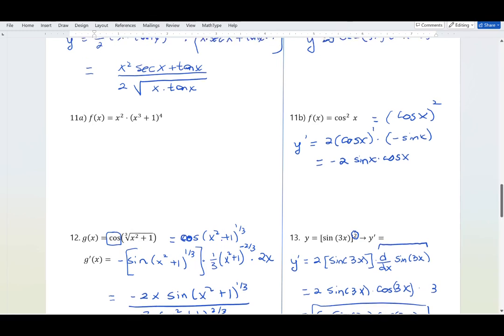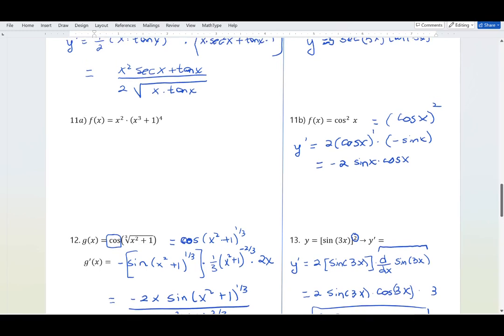What about something like number 11a? It's unusual, once again, because we don't have like a clear power on the outside of everything. So when you look at this, first and foremost, what do you see?